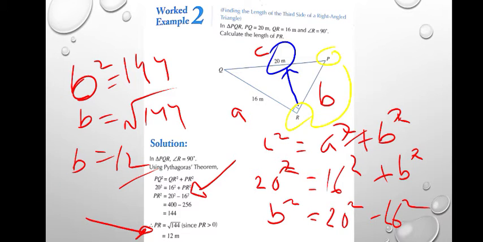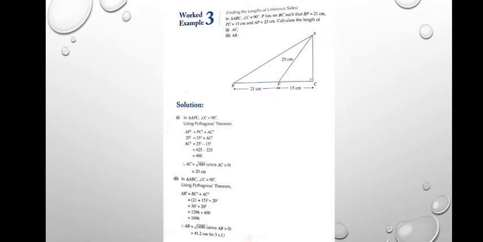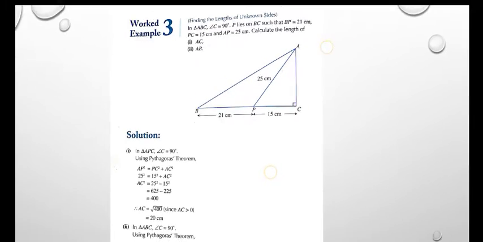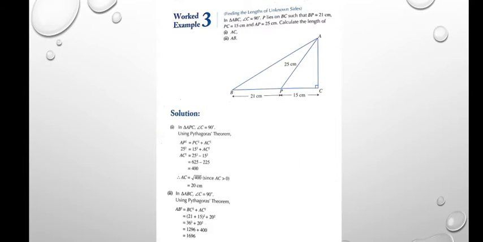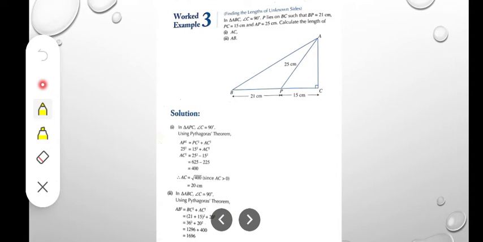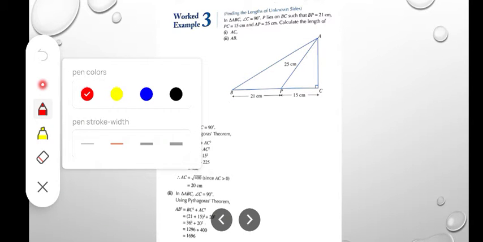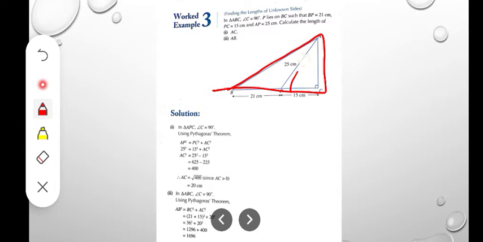Alright. We have, for example, 3. Find the length of unknown sides. Alright, this one involves 2 triangles. A bit difficult, but it's okay. So firstly, what we can do here is we're going to separate this big triangle here and this small triangle here.